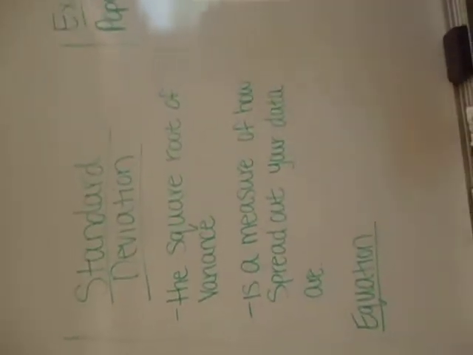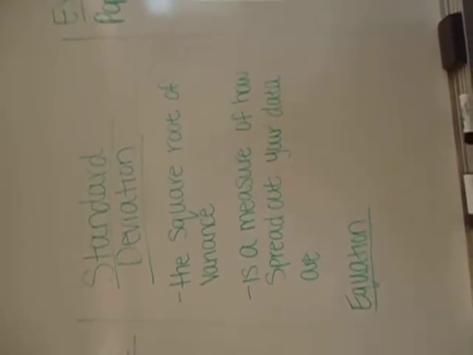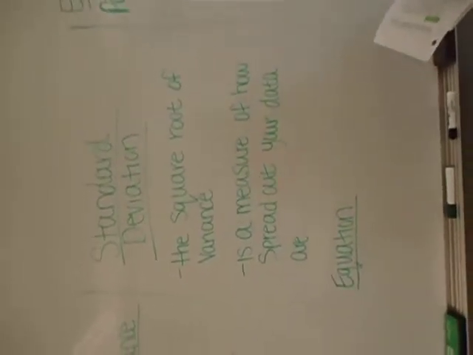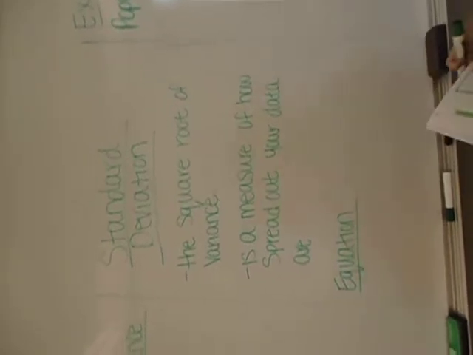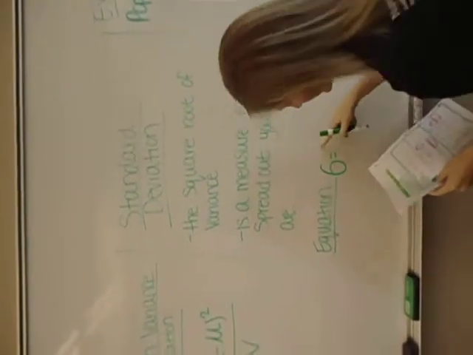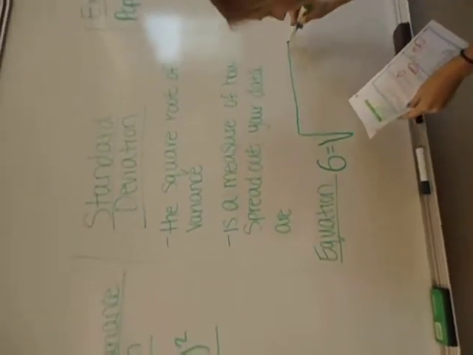Next, we have the definition of standard deviation. Standard deviation is the square root of a variance. It is also a measure of how spread out your data is. And the equation for this one is sigma, not sigma squared, just regular sigma, square root.